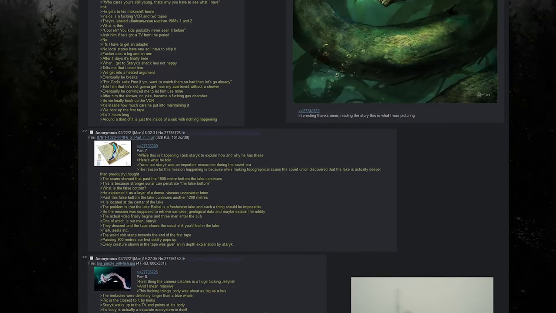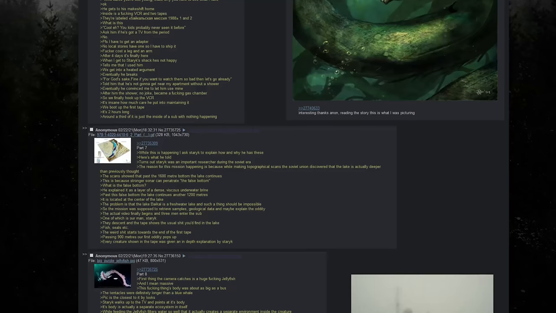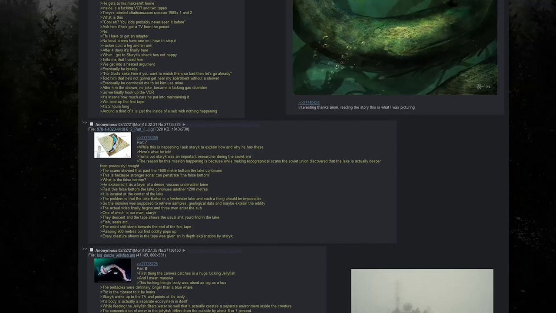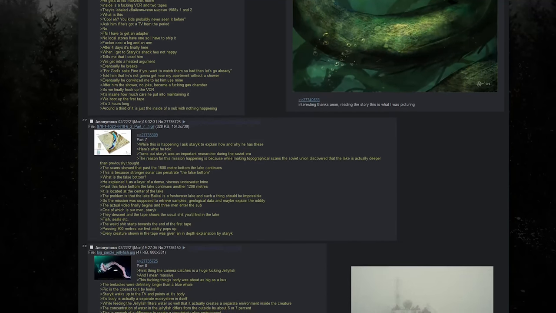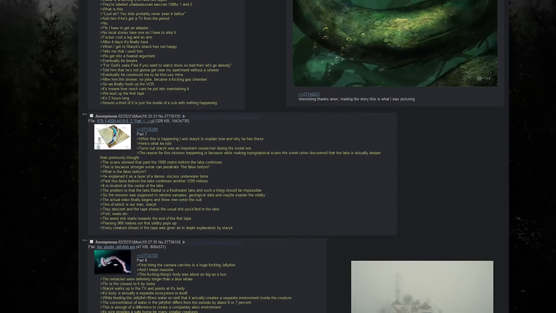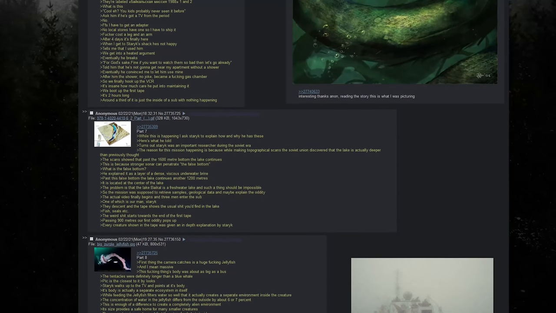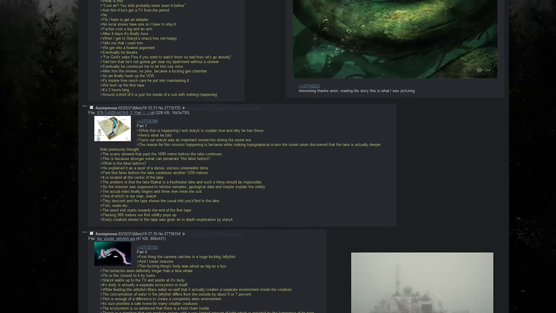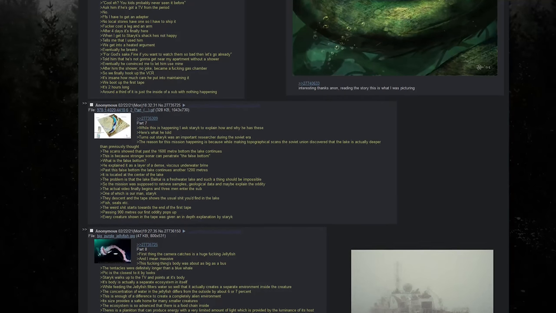Part 7. While this is happening, I ask Styx to explain how and why he has these. Here's what he's told. Turns out, Styx was an important researcher during the Soviet era. The reason for this mission happening is because while making topographical scans, the Soviet Union discovered that the lake is actually deeper than previously thought.